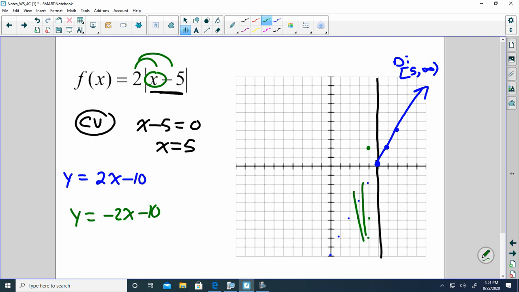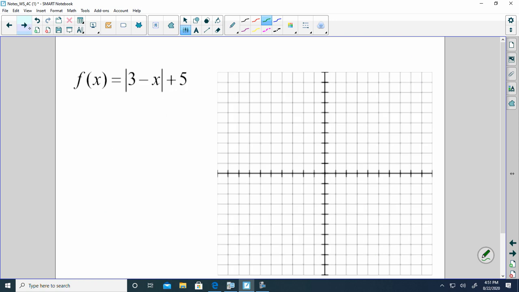I'm going to forget this part down here. So from this point, I'm going to go left 2, up 1, left 1, up 2, left 1, up 2. So this is doing this. So this domain is going to go from negative infinity to 5, rounding bracket. Okay?